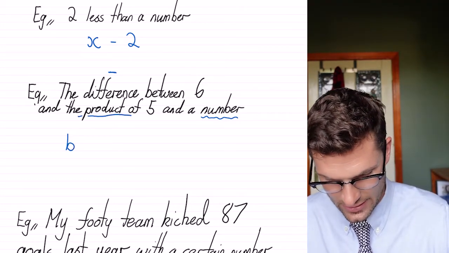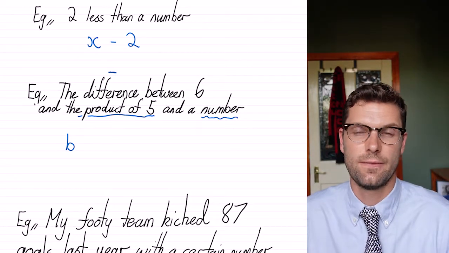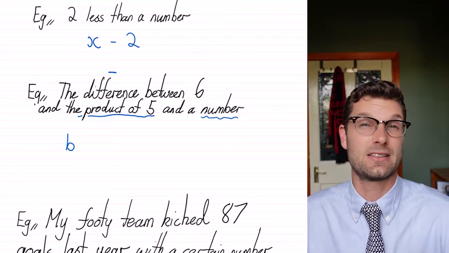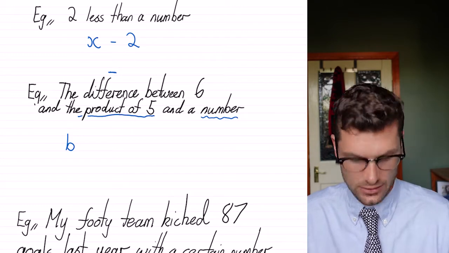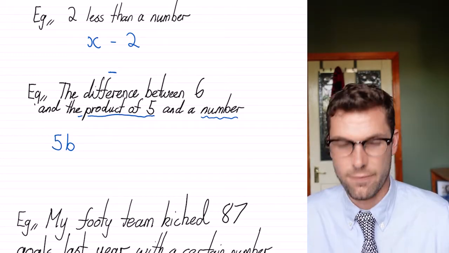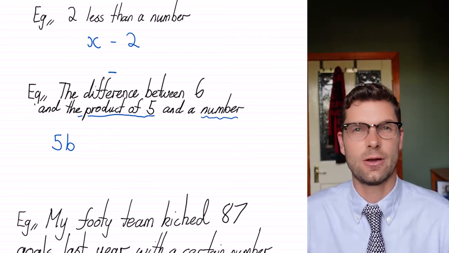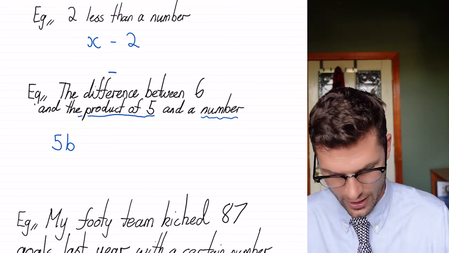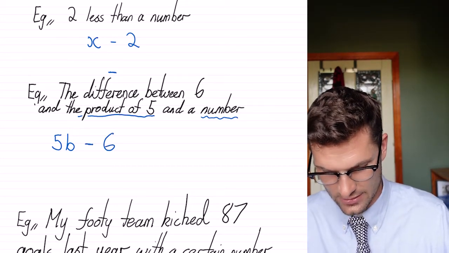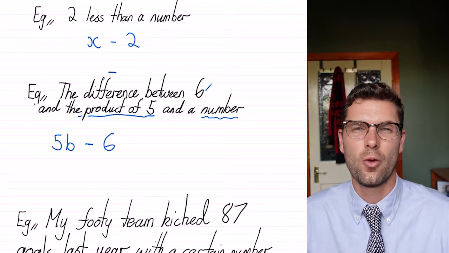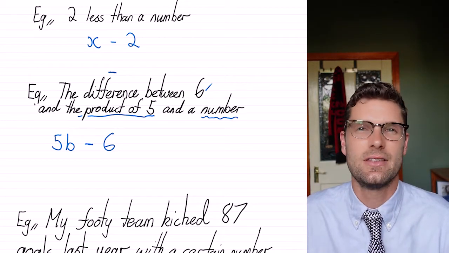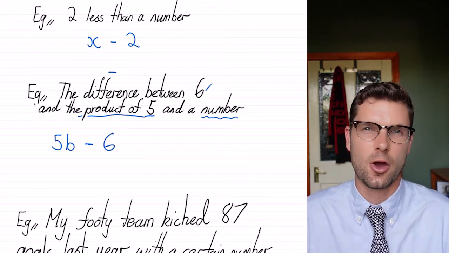Its closest thing here is a product of 5 and a number. So that means the 5 and our number b are going to be timesed together. So we've got 5b, and then we're talking about the difference. So we've got to have 5b minus the 6 that was given. Once we've got that, we've covered every part of this sentence, so we know we're done.